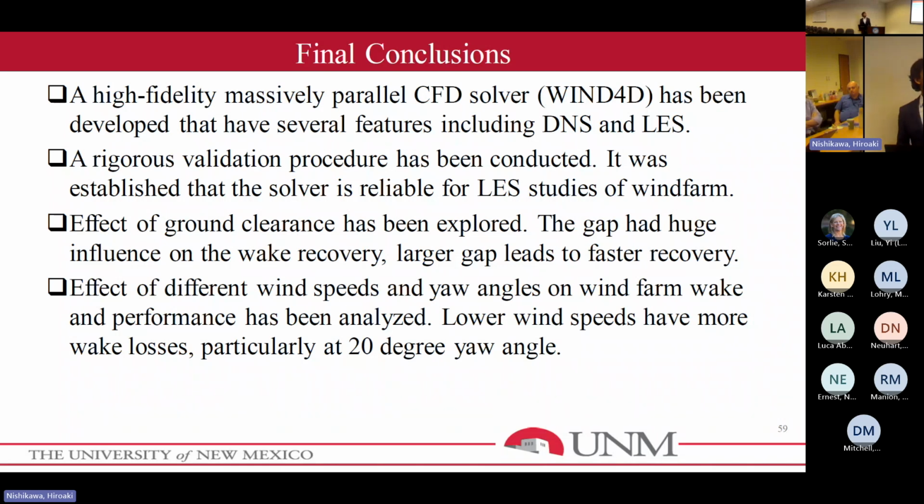So for this work, we developed this solver, which has DNS and LES features. And we did some validations, and we studied the effect of ground clearance. And we saw that higher ground clearance has faster wake recovery. And we tested another case study. And we found that wake losses are higher for the lower wind speed, especially 20-degree angles.